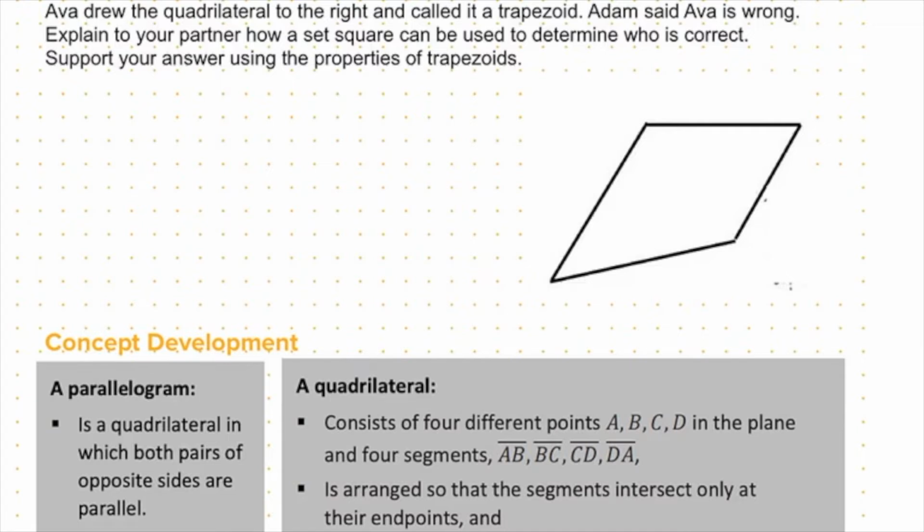Excellent job, guys. Really pushing through that Thrive Point Challenge. And now we have reached our application problem. Let's read together. Ava drew the quadrilateral to the right and called it a trapezoid. Adam said Ava is wrong. Explain to your partner, or explain to me, or explain to someone in your house, how a set square can be used to determine who is correct. Support your answer using the properties of trapezoids.